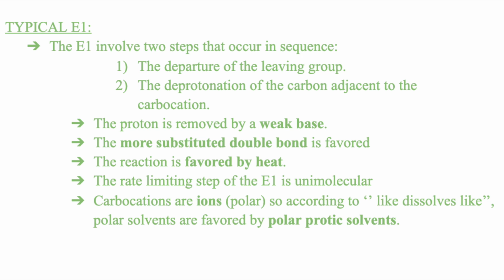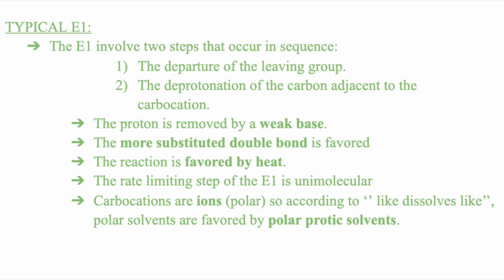The E1 reaction involves two steps that follow each other. The first is the departure of the leaving group. Following that, there's the deprotonation of the carbon that's adjacent to the carbocation. The proton that is leaving is removed by a weak base. Looking at double bonds in this reaction, the most favored double bond is the most substituted one. And in this reaction, heat is favored.